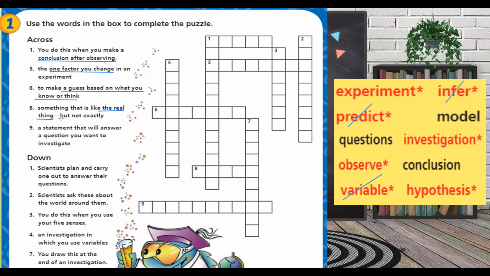You want to make your experiment and you want something like the real thing. What should you make? Lara Gaith? Number six, what do you make, Lara Gaith? You mean the first one? See, if you want to make something just like the real thing, you want to make an airplane. Do you make a real airplane? Something that is like the real thing. Is it question, investigation, conclusion, or a model?